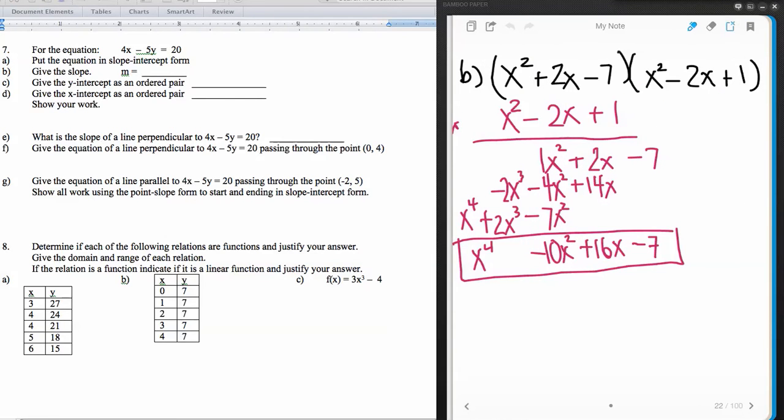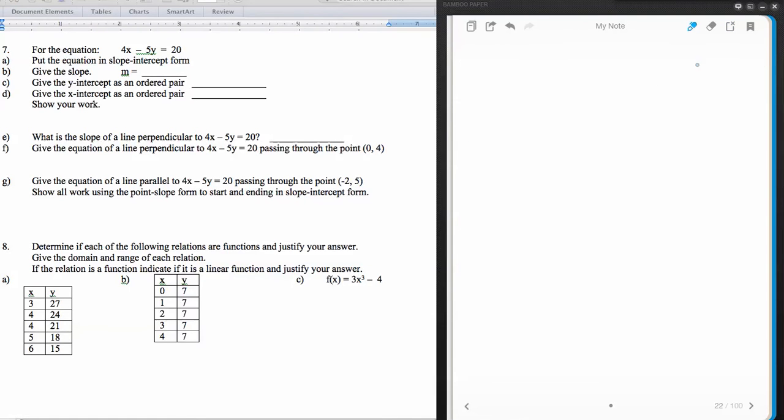Okay, so my problem number 8, what I have on my problem number 8 is that I have to find if these things are functions. Now remember, there are many ways to tell if something's a function. One of the things that we're looking for is that every x only has one y. If we're looking at a set of ordered pairs, that means it's quite easy to find these to be functions or not, because we have only to look at the x values.